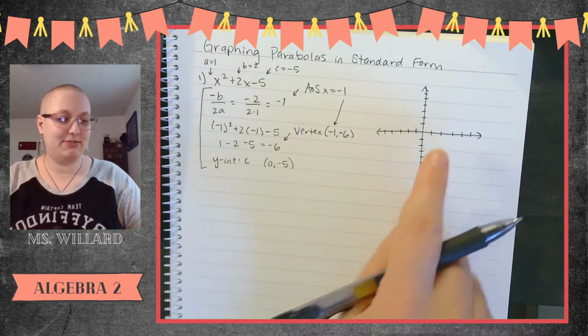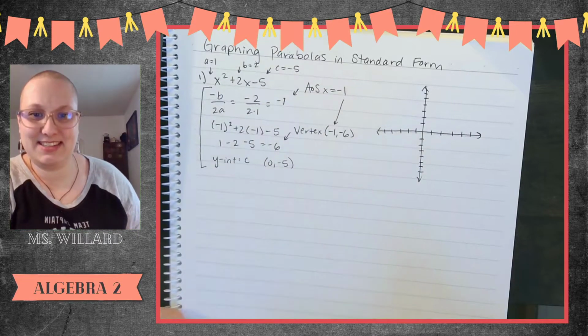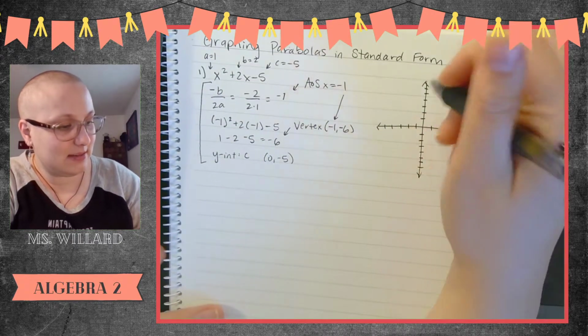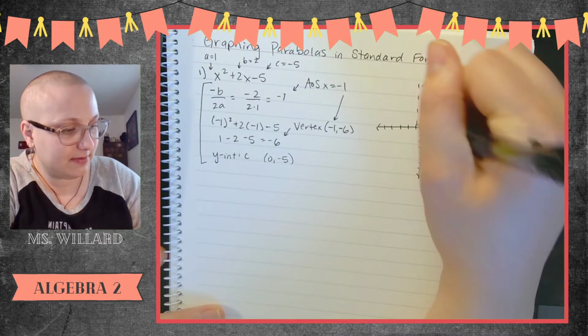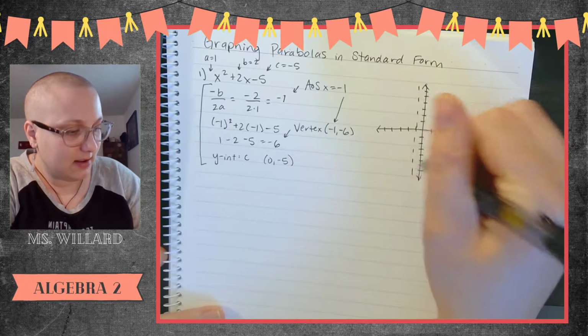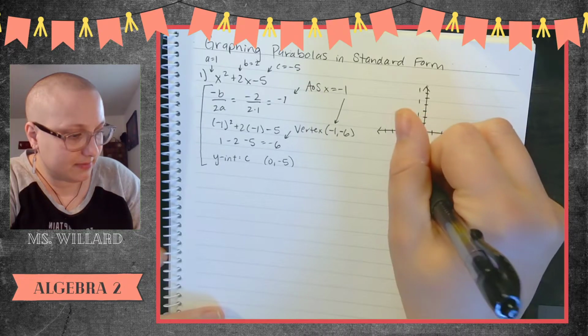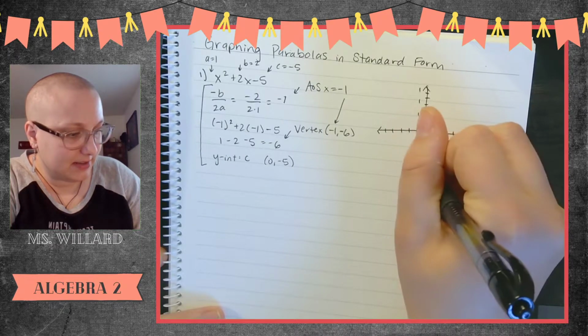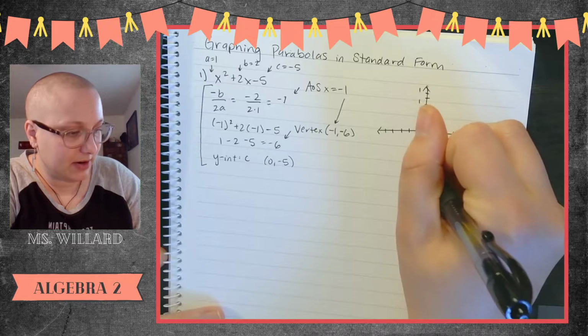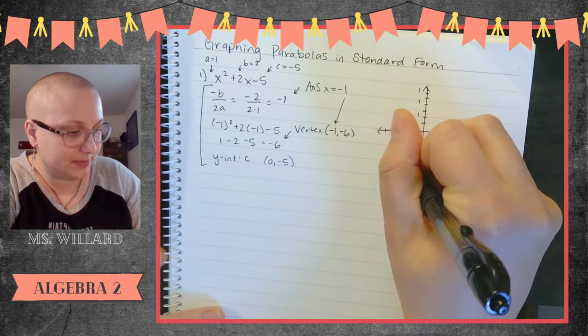I started out making these kind of far apart over here, but I realized I needed negative 6 on the bottom. So my axis of symmetry is at negative 1. And then my vertex is at negative 1, negative 6. And then my y-intercept is at 0, negative 5. So I already know it's going to be flipped over on this side too.